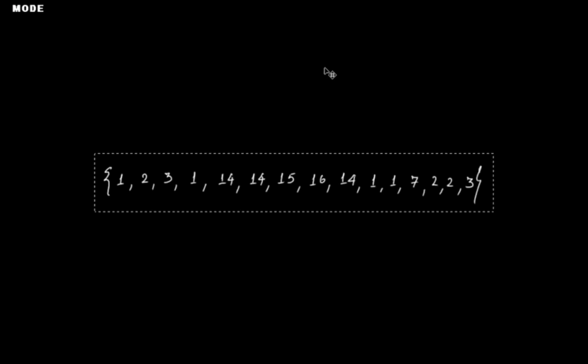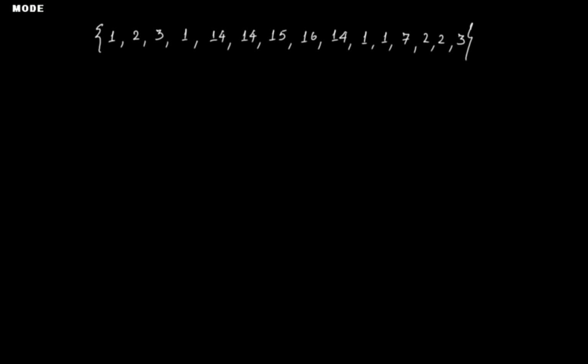So first let's learn how we calculate mode. Suppose we have this data set, and in this data set we have some values. The values are 1, 2, 3, again 1, 14, 14, 15, 16, 14, 1, 1, 7, 2, 2, 3. These values represent something. We're not going into that detail of what these values actually represent. Our focus is only on this data set that contains some values.